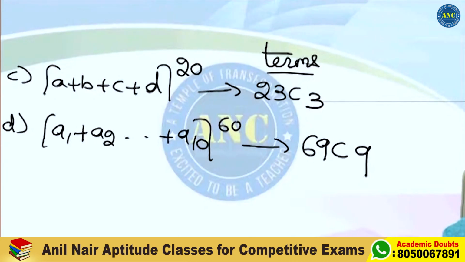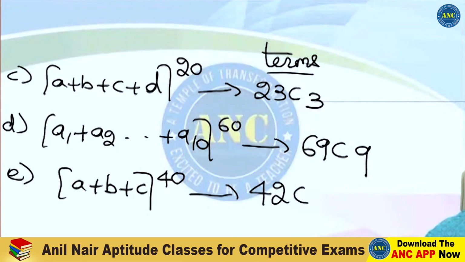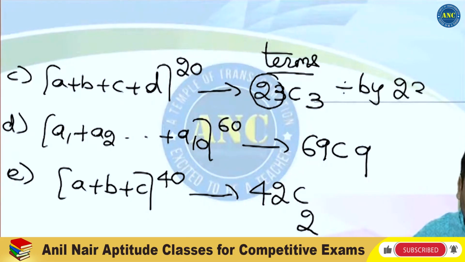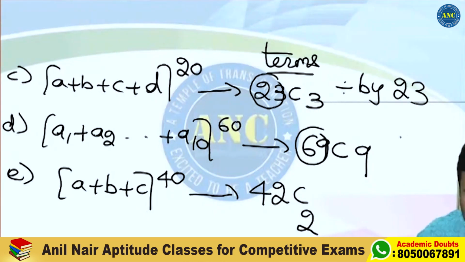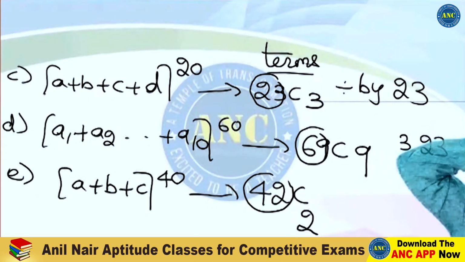Are you all with me? Right? Please tell me this answer. A plus B plus C, power 40. 40 plus 3, 43. What is the answer? 42C2. 23 is a prime number. Answer should be divisible by 23. 69, the prime factors are 3 and 23. 42 is 3 and 7 and 2. So it is divisible by prime factors 3 and 7. I hope it is clear.